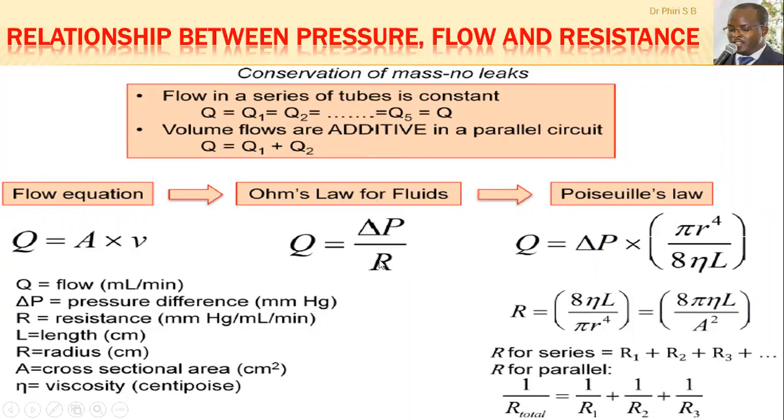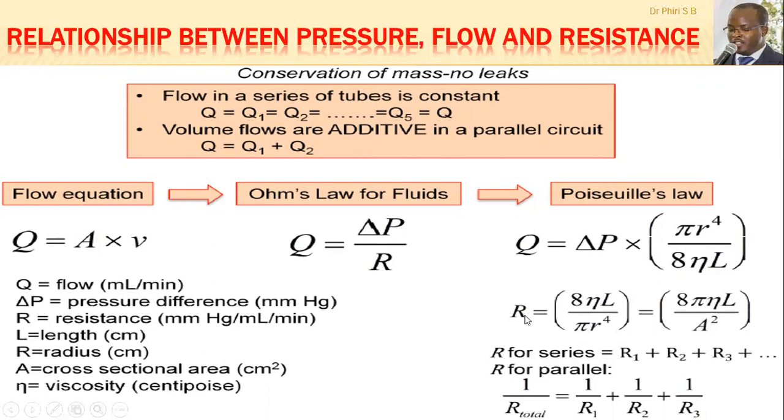And you know the formula for resistance is equal to 8 multiplied by the viscosity multiplied by the length of the blood vessel or the tube, divided by pi r raised to the power 4. So this is the formula for resistance. You can simplify this by dividing by area squared, because pi r squared is the area, but you have pi r raised to the power 4. So you have area multiplied by another area, which is the same as expressing it as area squared.